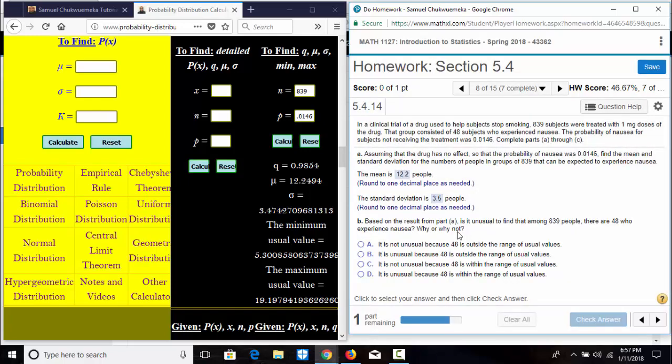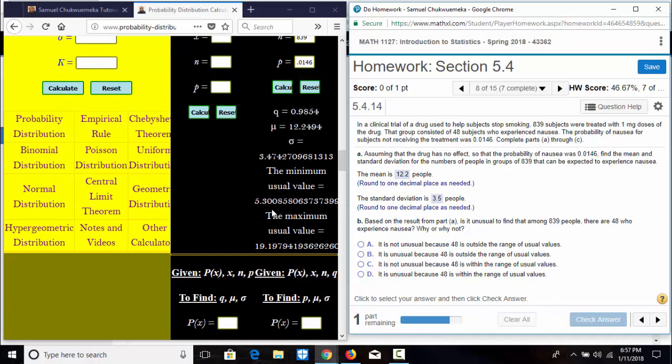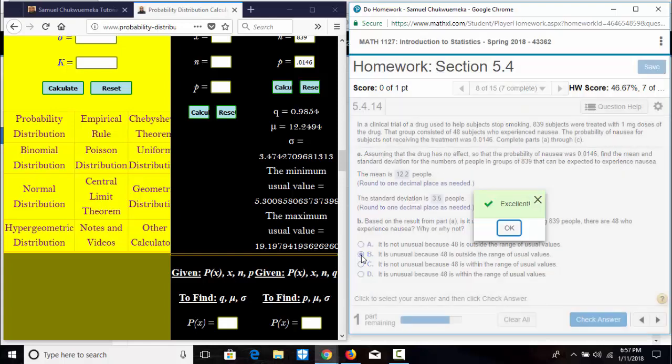Based on the result from Part A, is it unusual to find that among 839 people, there are 48 who experience nausea? Why or why not? The minimum usual value is 5.3 and the maximum usual value is 19.2. 48 is outside the range, so it is unusual, because 48 is outside the range of usual values. Okay, B.